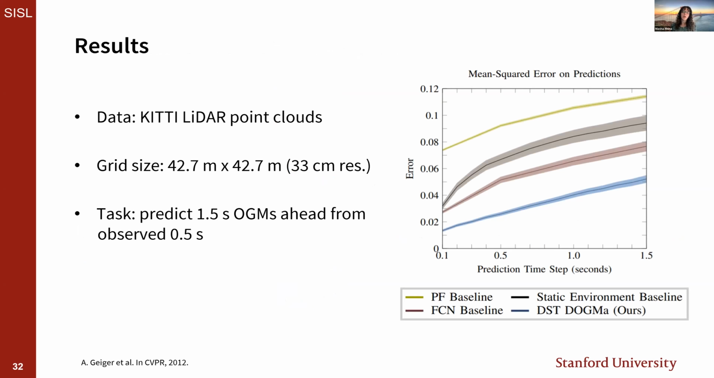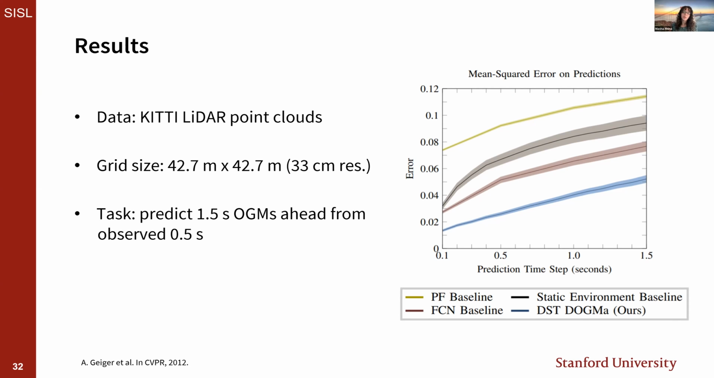First, we consider the environment prediction pipeline using the estimated velocities. We build our OGMs using LiDAR data from the KITTI dataset. We use grids of size 43 meters by 43 meters with a 33 centimeter resolution. We want to predict 1.5 seconds of OGMs ahead in time, given 0.5 seconds of past frames.